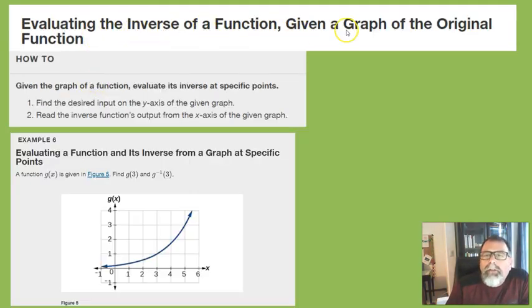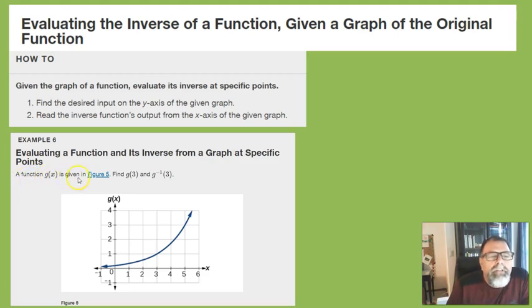Evaluating the inverse of a function given a graph of the original function. So the technique is, given the graph of a function, evaluate its inverse at specific points. First, find the desired input on the y-axis, because remember, the input becomes the output, and the output becomes the input. Then read the inverse function's output from the x-axis.